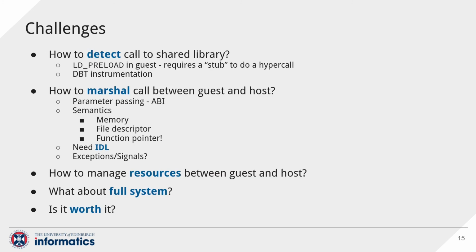Okay. So what are these challenges then? Well, the first challenge is how we actually detect a call to a shared library. We could do something clever like using LD preload in the guest, but this requires a stub to do a hypercall. So that particular approach involves writing a shared library that intercepts the symbols of existing shared libraries. And then those intercepted symbols are just stub functions that then tell the virtualization runtime to call into the host native library, which is sometimes termed a hypercall.